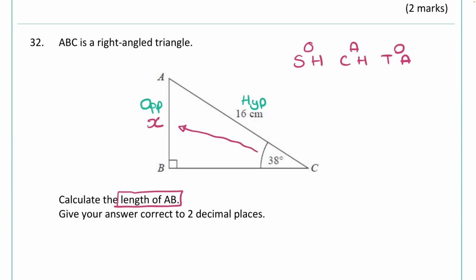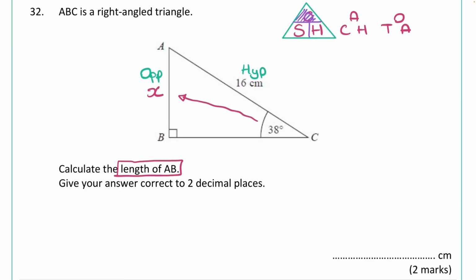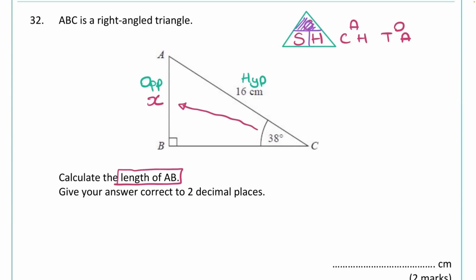So in this question, we are not using the adjacent side, so I'm not going to label it. I'm going to now find the triangle that has the O and the H in, and that is my sine triangle. So to work out the opposite side, I'm going to cover up the opposite in my formula triangle, and it tells me I need to do a multiplication. So I need to do sin times hypotenuse, essentially is what that says.